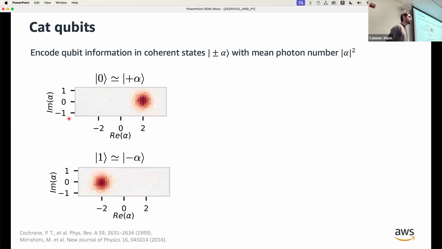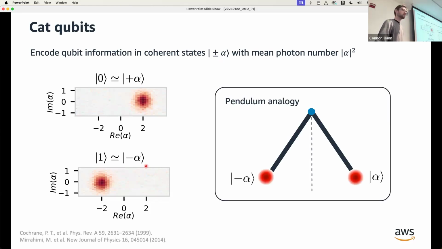So what are these bosonic cat qubits that I'm talking about? Well, these are examples of bosonic quantum error correcting codes where information is encoded within superpositions of coherent states within some quantum harmonic oscillator or a bosonic mode. In particular, the coherent states are these plus and minus alpha states, which have mean photon number alpha squared. So specifically, we're going to choose to define the 0 state of our qubit as this plus alpha coherent state, and the 1 state of our qubit has this minus alpha coherent state.